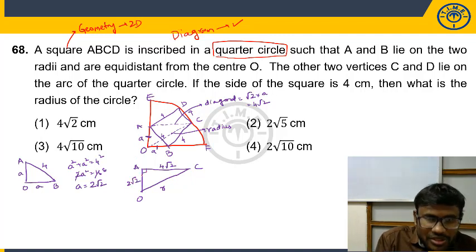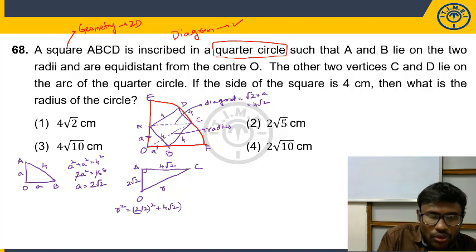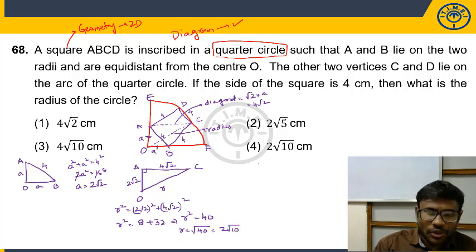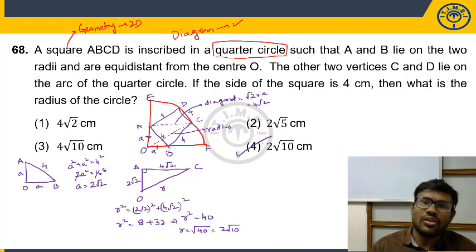So this is also a right angle triangle, so I use my Pythagoras theorem. R square is equal to 2 root 2 whole square plus 4 root 2 whole square. So R square is equal to 8 plus 4 root 2 whole square, that is 16 twos are 32. Implies R square is equal to 40. So what is R? Square root of 40. I can write square root of 40 as 2 root 10. So which option is your answer? Option number 4. I hope this is clear for you.